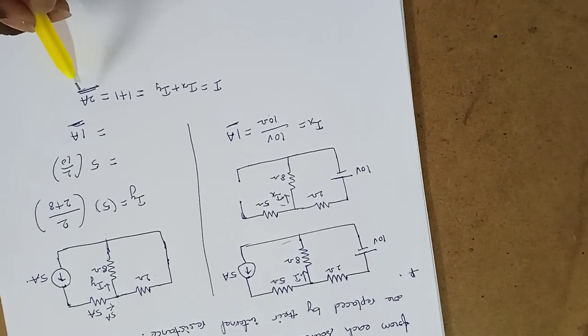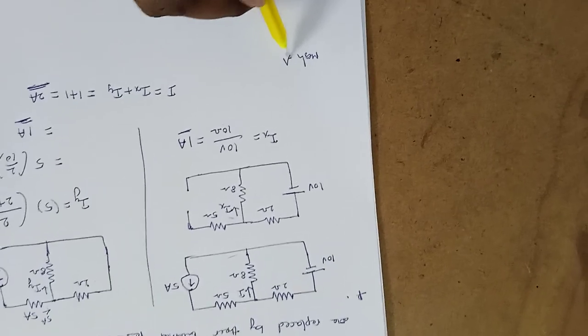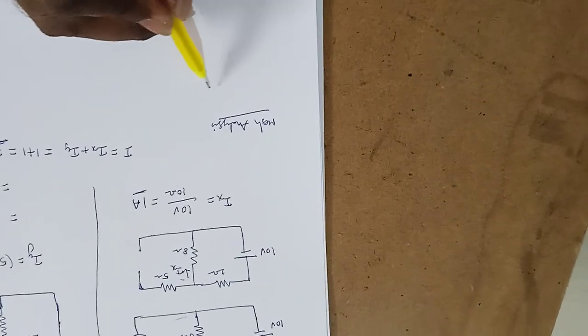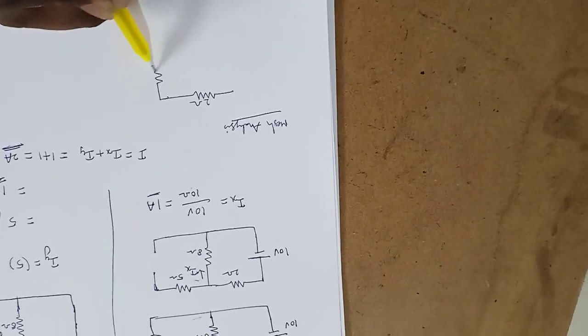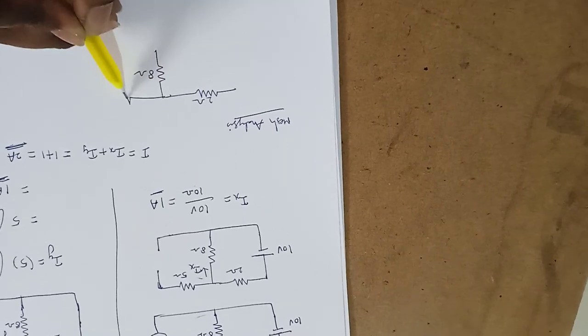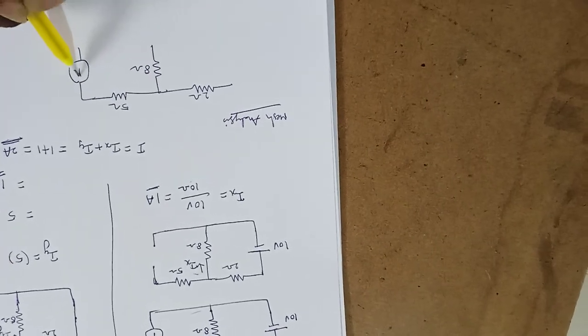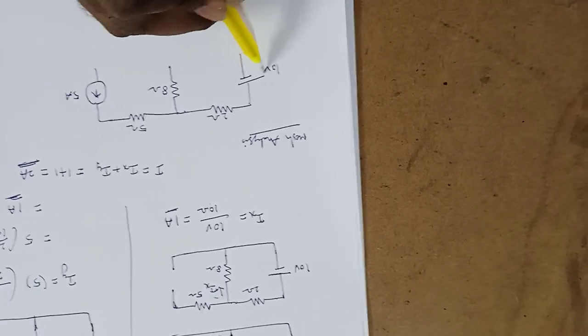Let us verify this using mesh analysis. Now we will do the mesh analysis for the given circuit. This is 2 ohms and this is 8 ohms and this is 5 ohms, and here there is a current source 5 amperes. Here it is a voltage source of 10 volts.